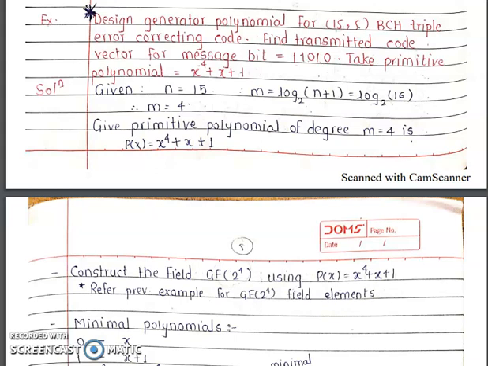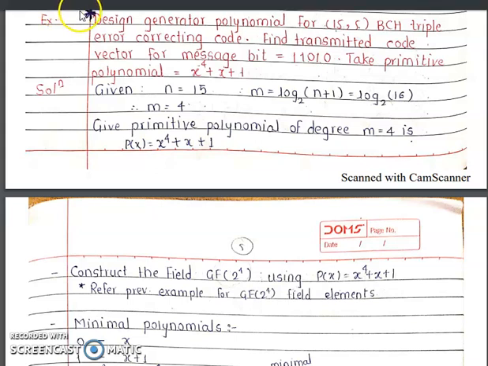Hello students, in video number 1 we already found the generator polynomial for BCH code. Now in the second type of numerical we will find how the transmitted code word will be generated. The numerical is: design the generator polynomial for the (15,5) BCH triple error correcting code.